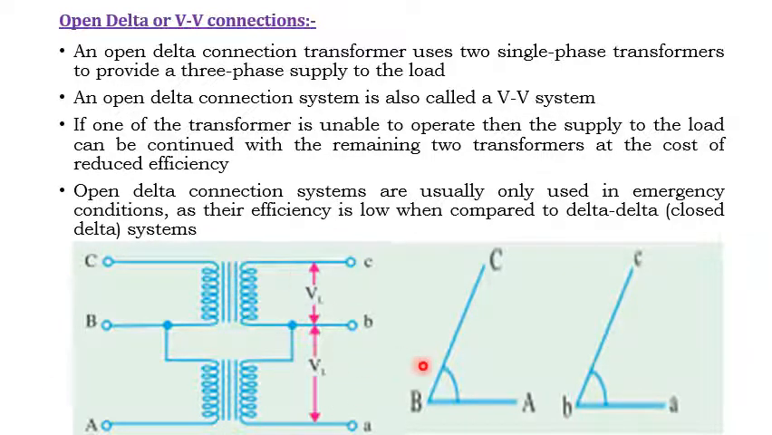If you consider the phasor diagram, this is the phasor diagram. Here it consists of only two transformers. This is one transformer and this is one more transformer. This transformer's phasor is B to C, and this transformer's phasor is A to B, and A to C is removed.